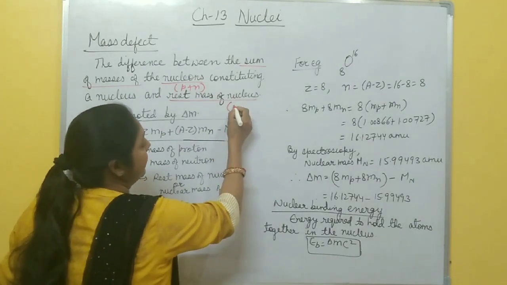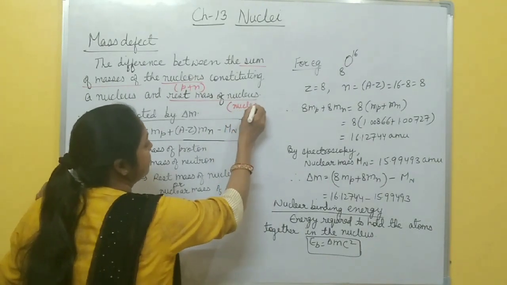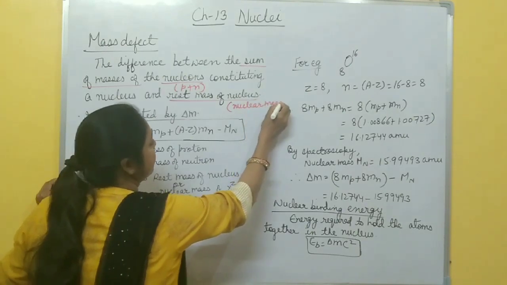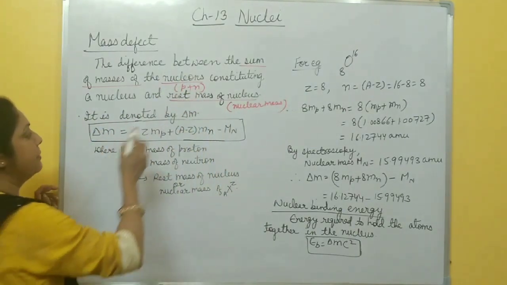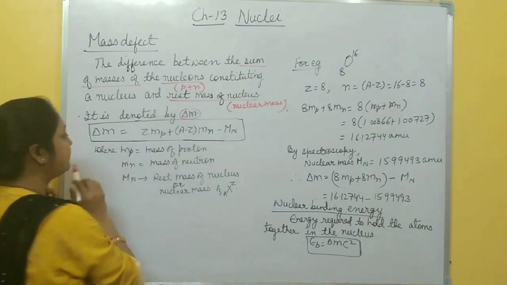which you can also write as nuclear mass, is called mass defect. It is represented by delta m.